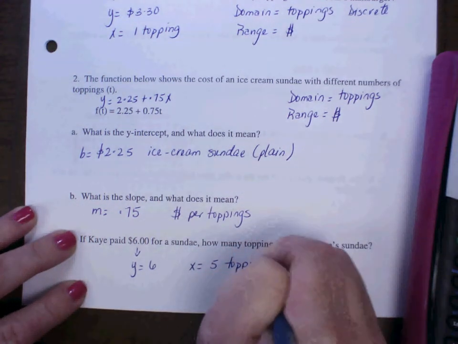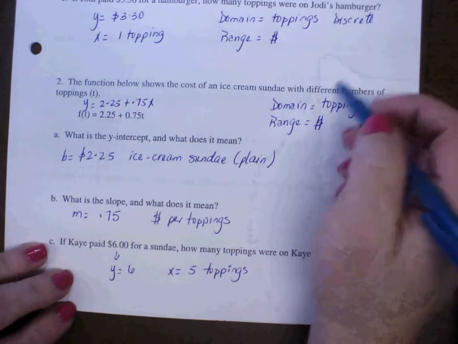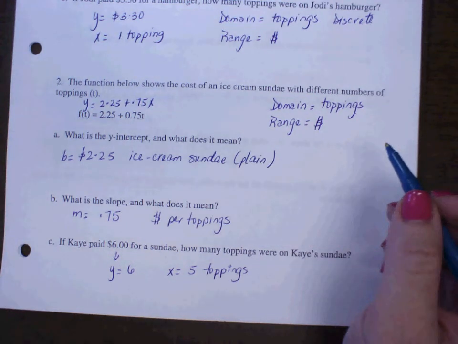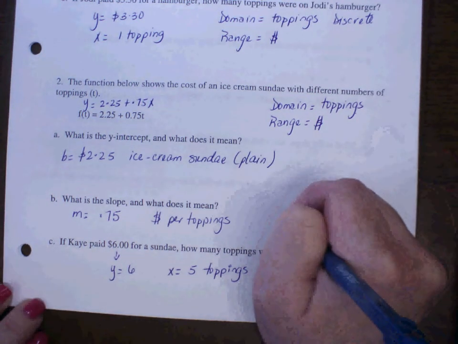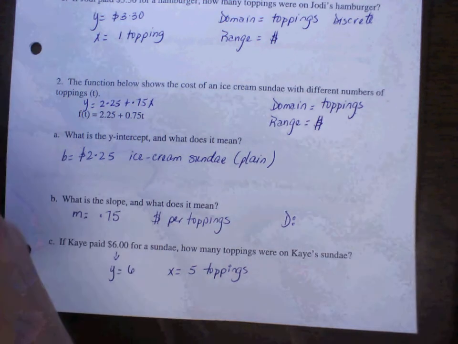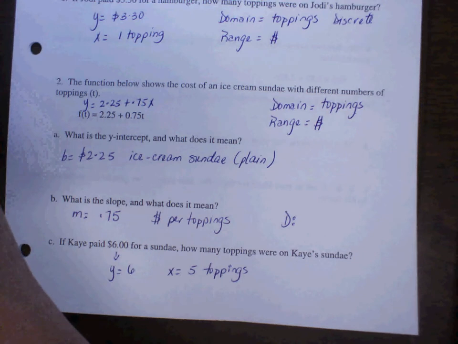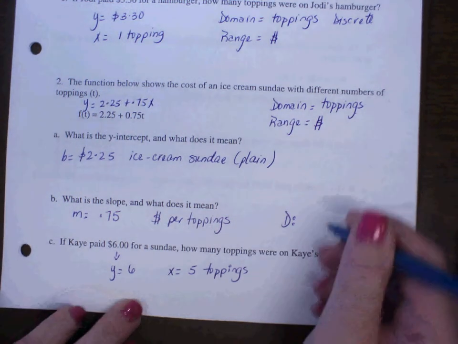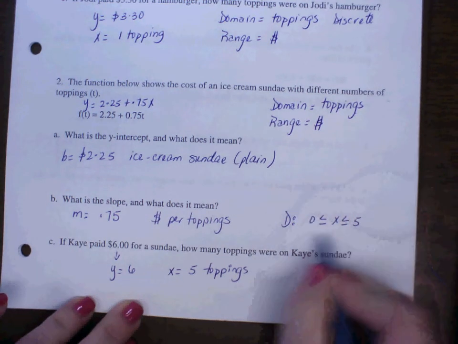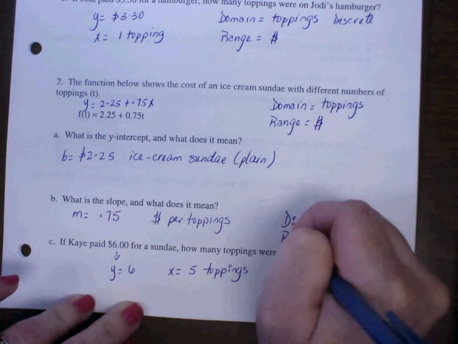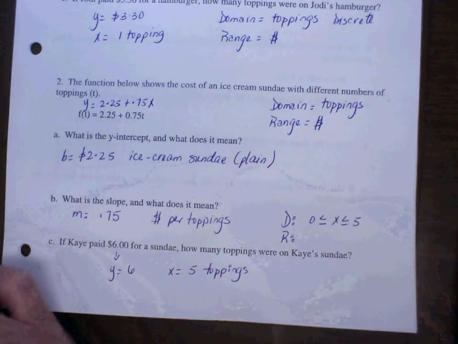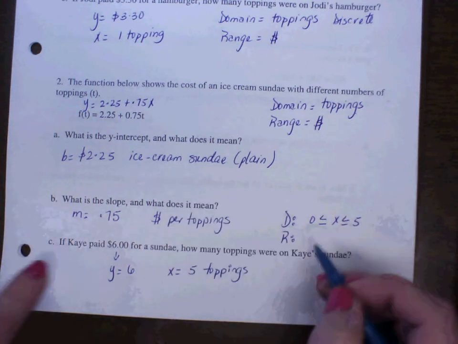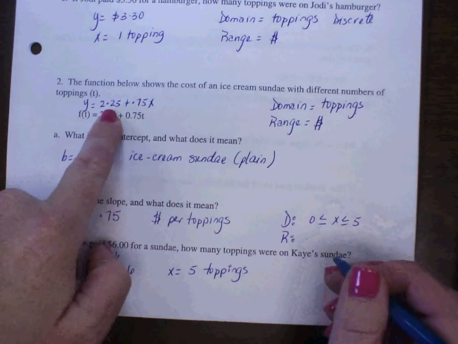Alright, so right now, what is your range? Or your domain? Let's look at your domain. Domain. From what? Very good. From 0 all the way to 5, because you can get at most 5 toppings with $6, right? Now, what's my range? No, not 0, because you have to pay how much for a plain sundae? From 2.25 to what? 6. There you go.